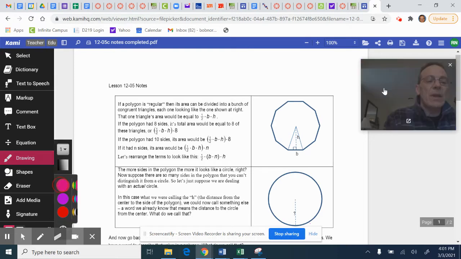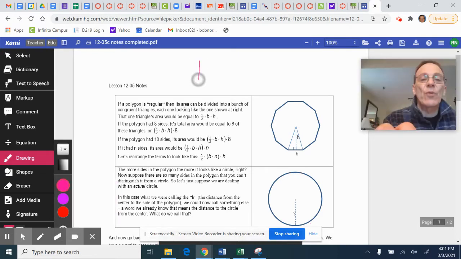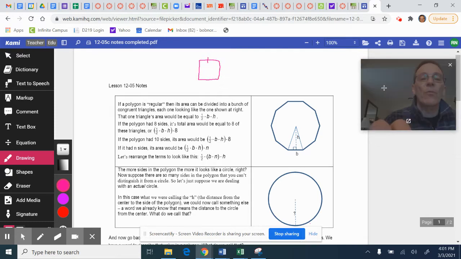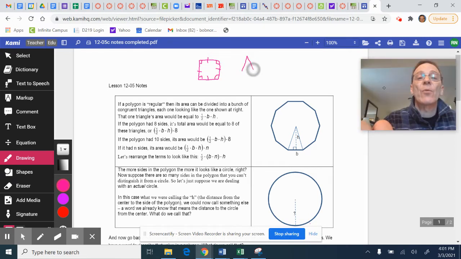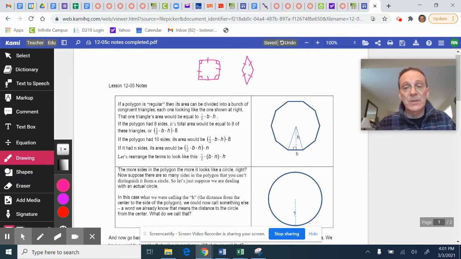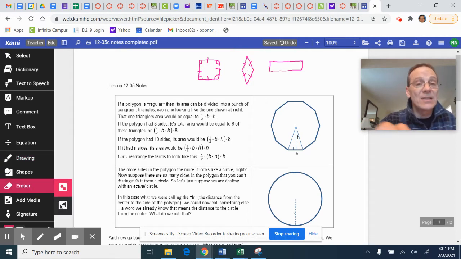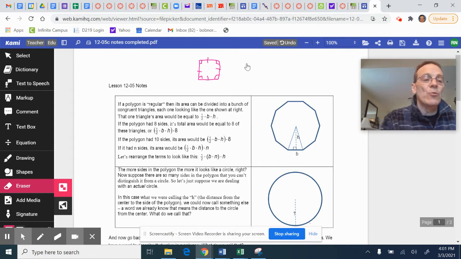And so, therefore, a square, for instance, is a regular quadrilateral because all four sides are the same and all four angles are the same, right? You can have a quadrilateral that has all four sides the same, but not all four angles the same. That would be a rhombus. Rhombus is not a regular quadrilateral. Likewise, a rectangle has all four angles the same, but not all four sides the same. So it is not a regular quadrilateral. So a regular polygon has all sides congruent and all angles congruent.